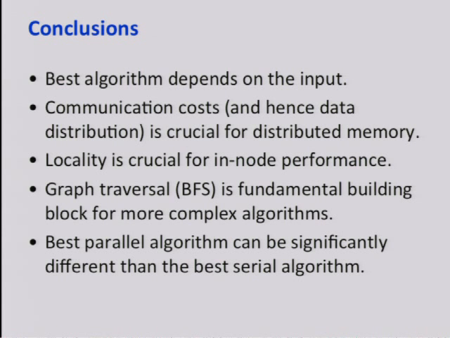Best algorithm depends on the input. Communication costs are very crucial for distributed memory. For in-node, locality is very crucial in terms of cache locality. Graph traversal, specifically breadth-first search, is a very useful building block for more complex algorithms. And really, in many cases, the best parallel algorithm is quite different than the best serial algorithm. So don't always try to lift your favorite algorithm to parallelism. Sometimes it might work, but if it doesn't, you might need a more radical, different thinking.